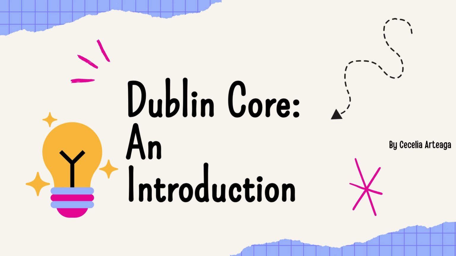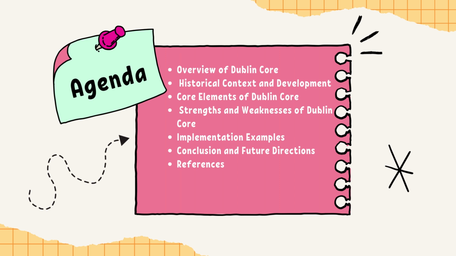My name is Cecilia Arteaga and today I will be taking you through an in-depth exploration of one of the most widely used metadata standards in digital libraries, repositories, and web applications. Whether you're a librarian, an archivist, or an information professional, understanding Dublin Core is crucial for effective metadata management and resource discovery. So a couple things we're going to be going over today are the overview of Dublin Core, historical context and development, core elements of Dublin Core, strengths and weaknesses of Dublin Core, implementation examples, and conclusion and future directions.